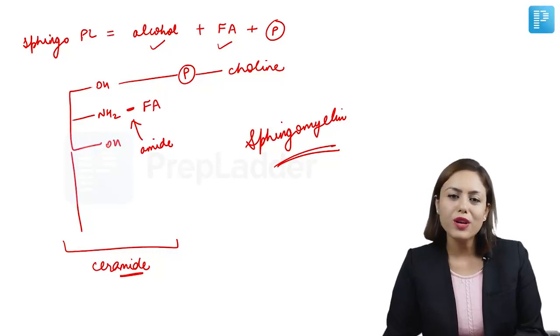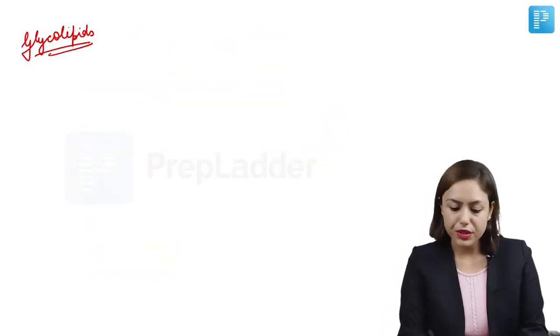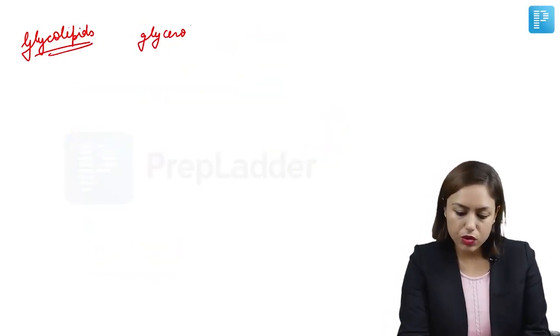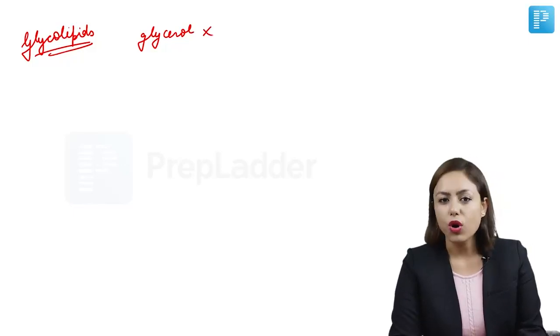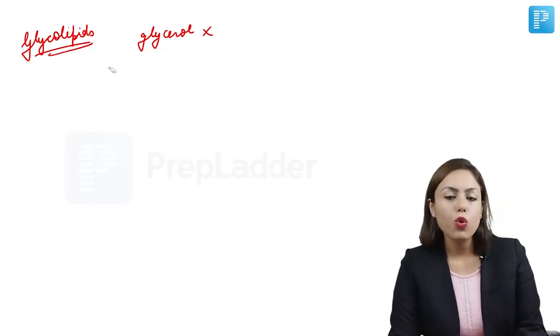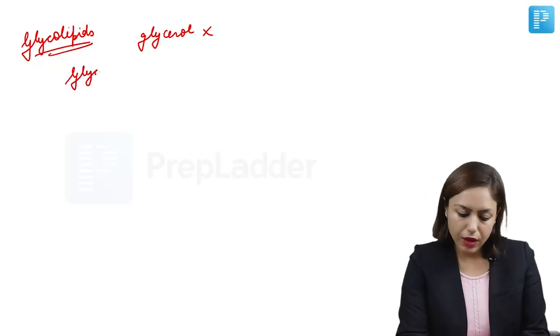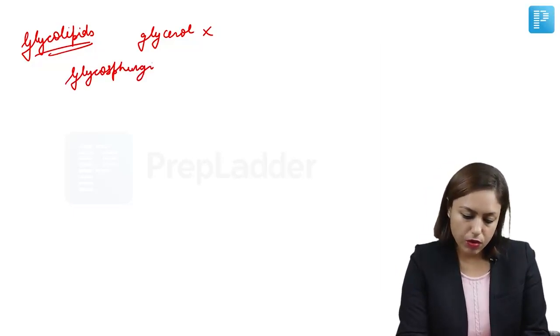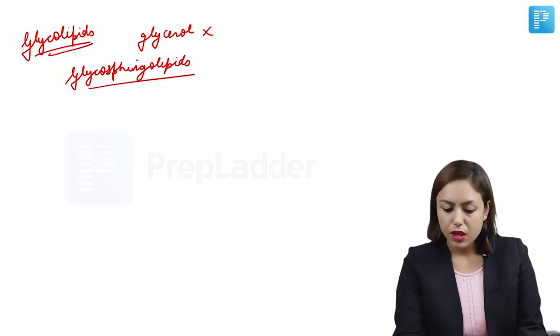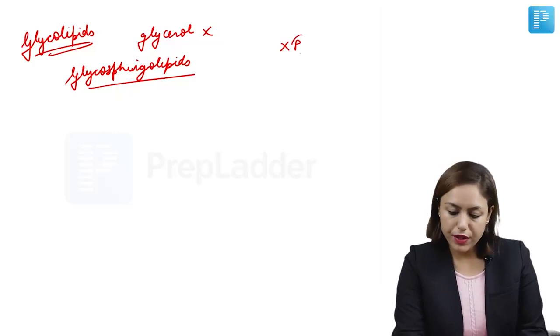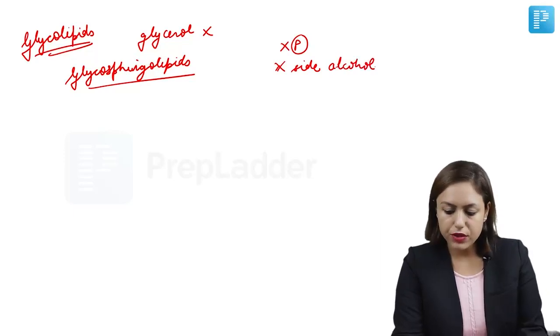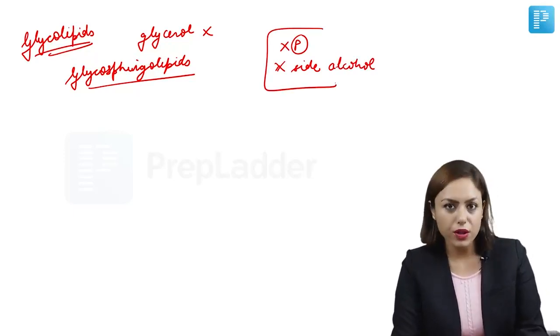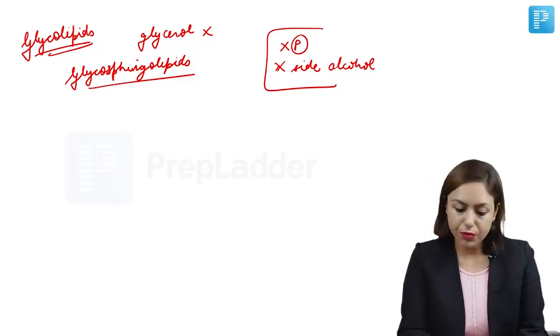Now moving on to glycolipids. In case of glycolipids, the alcohol glycerol is never present. The alcohol is always sphingosine. So we can also name them glycosphingolipids. In glycolipids, phosphate is never there. So the side base or side alcohol which is attached to complete the valency of phosphate is also not there. So the structure is very simple.